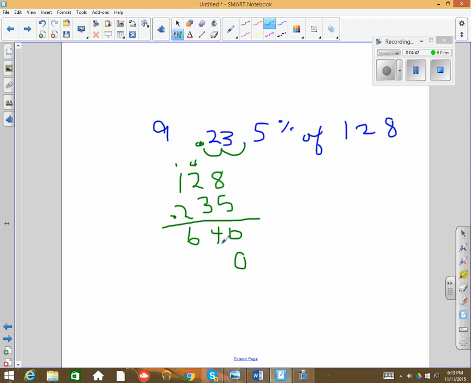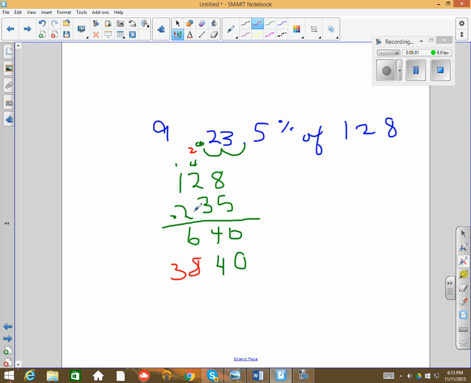3 times 8 is 24. Write your 4. Carry your 2. Let me change the color. Then 3 times 2 is 6, plus 2 is 8. Then 3 times 1 is 3.